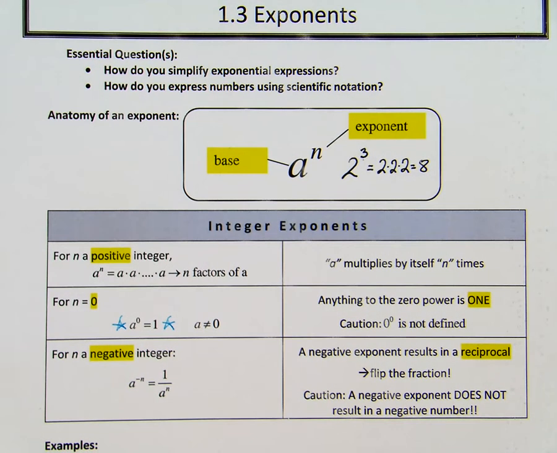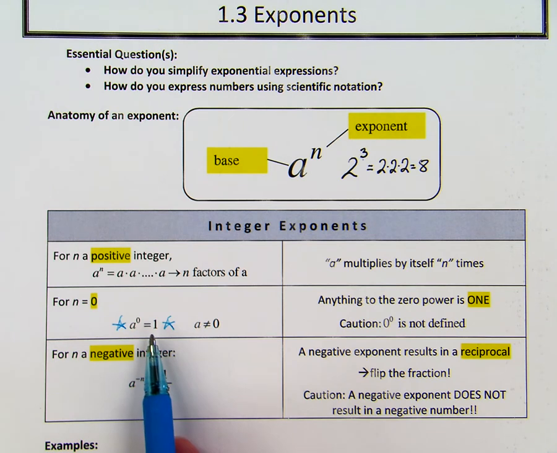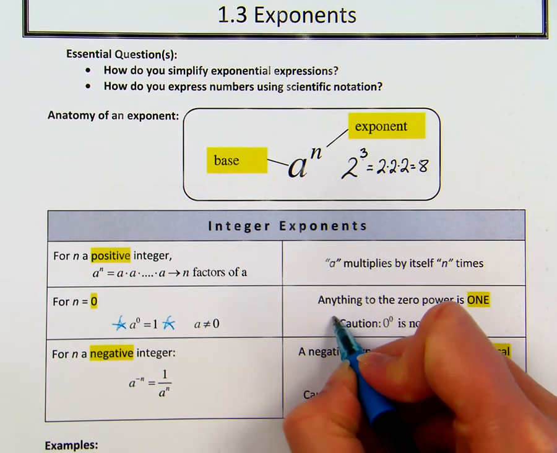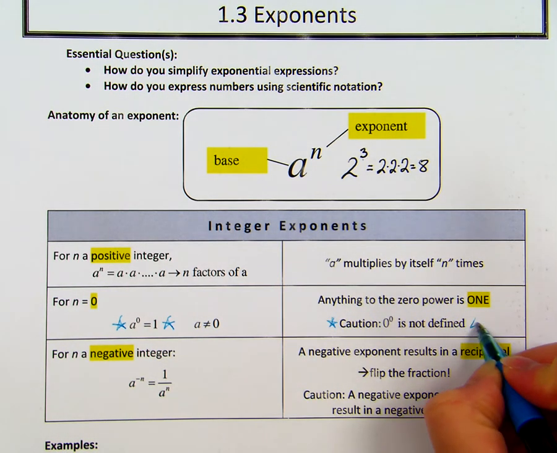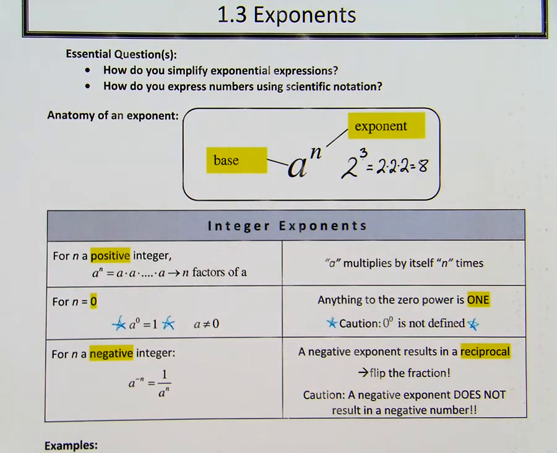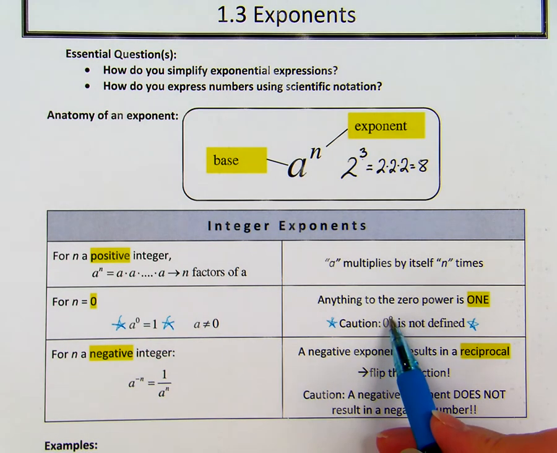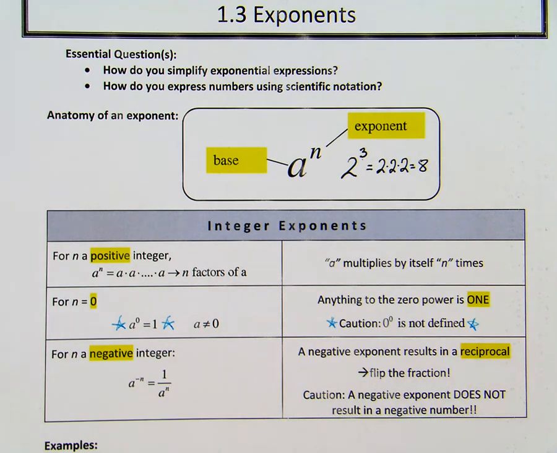Anything raised to the 0 power is actually equal to 1. The common error here is that students will think the answer is 0. Make sure you know that anything to the 0 power is actually 1, not 0. The only exception to that rule is when the base number is also a 0. 0 raised to the 0 power is actually undefined. This is kind of like trying to divide by 0. We can't do it. 0 raised to the 0 power is the same idea. There's no solution.